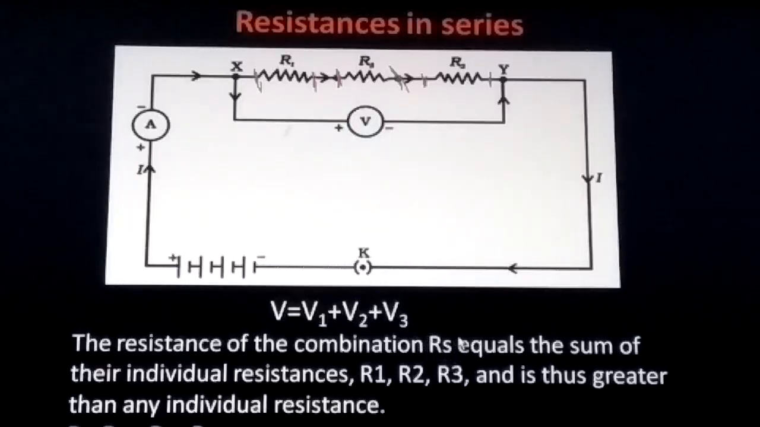RS, meaning resistance in series, is equal to the sum of their individual resistances, R1, R2, R3, and its sum is always greater than the individual resistance.